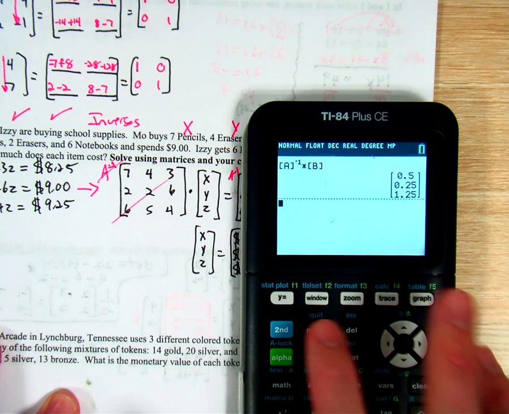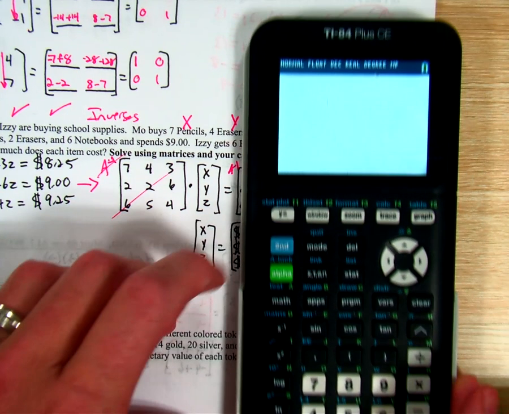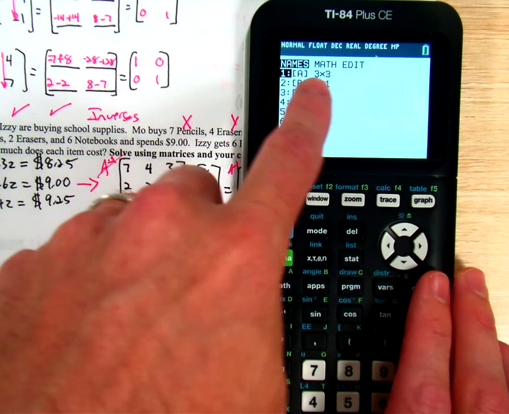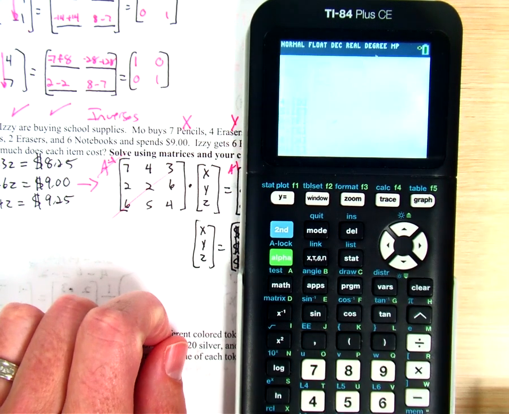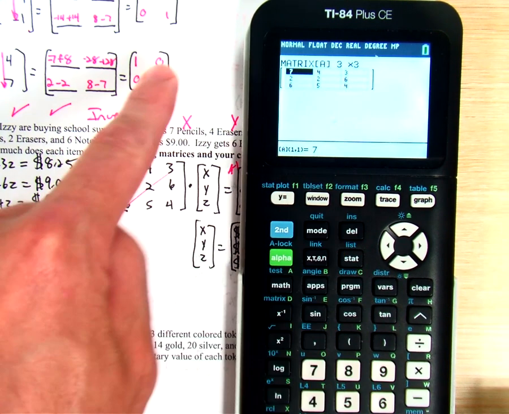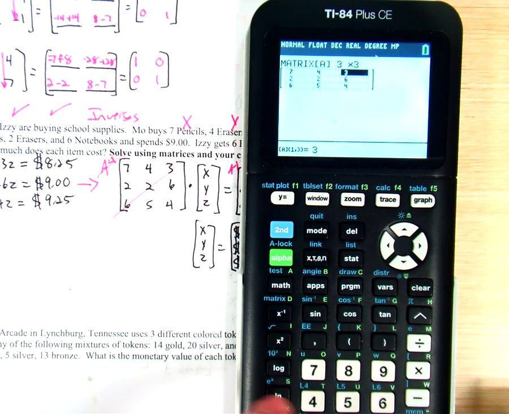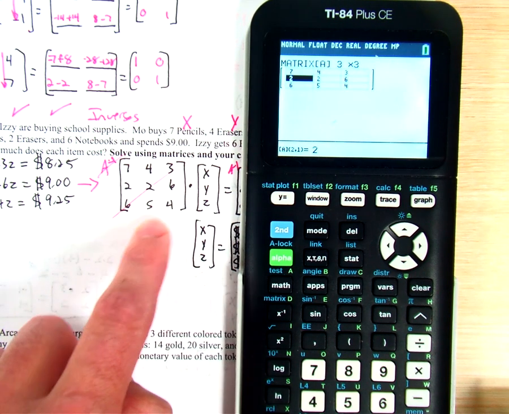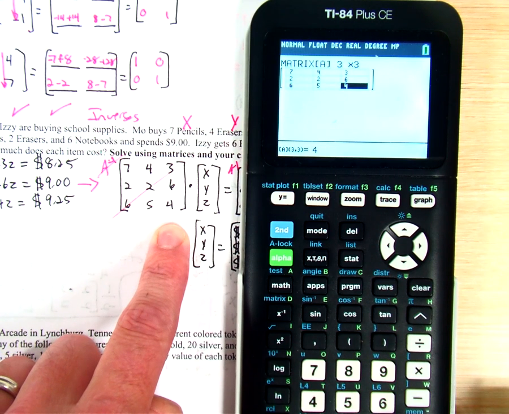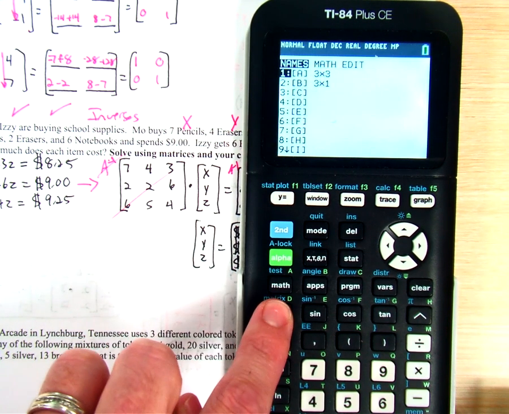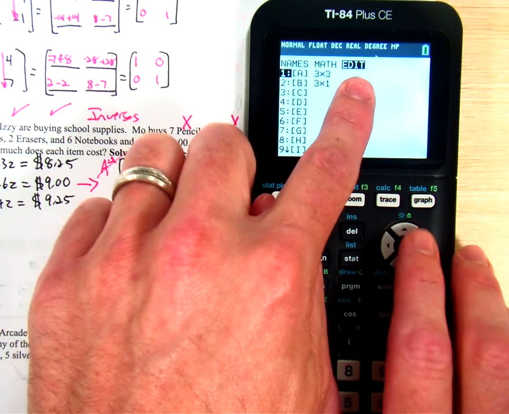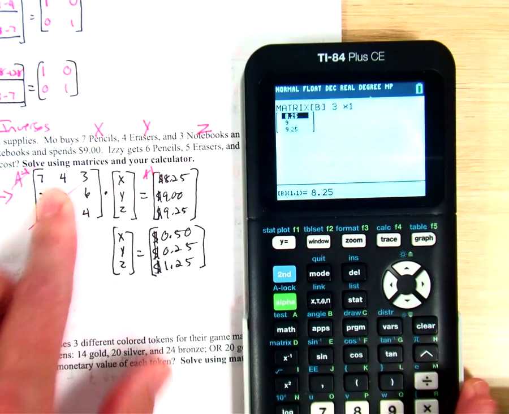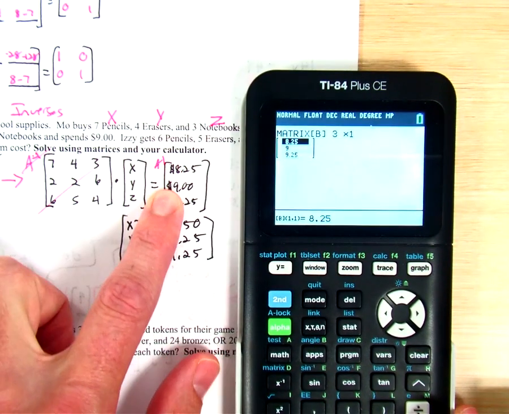Okay? We're doing second, matrix. Slide over to edit. And it's a 3 by 3, and we type them all in. 7, enter, 4, enter, 3, enter, 2, enter, 2, enter, 6, enter, 6, enter, 5, enter, 4, enter. Okay? Then we do second matrix, edit, and we edit our 3 by 1. And we make sure that's a 3 by 1 for matrix B, and we type in our answer column.